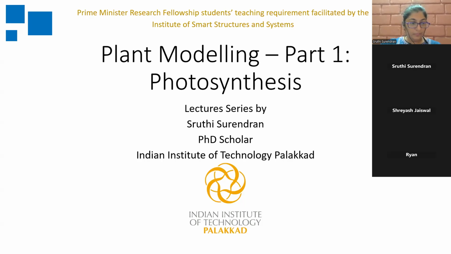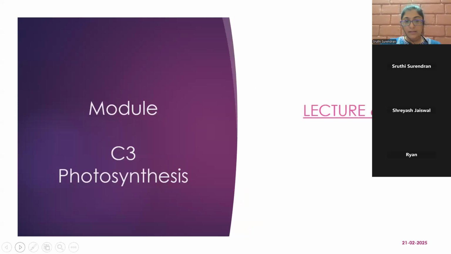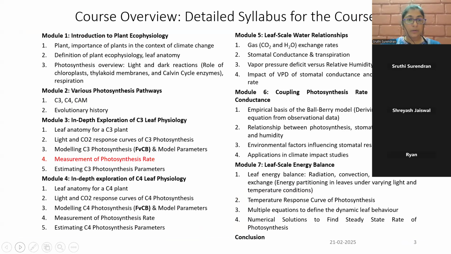So, in the last class, we went into detail about the FvCB model, the Farquhar von Caemmerer Berry model, and what the three equations and the parameters in the equation are. Now, in today's class, we will be looking at a particular way to measure the photosynthetic rate, some details of that, and the theory behind it.